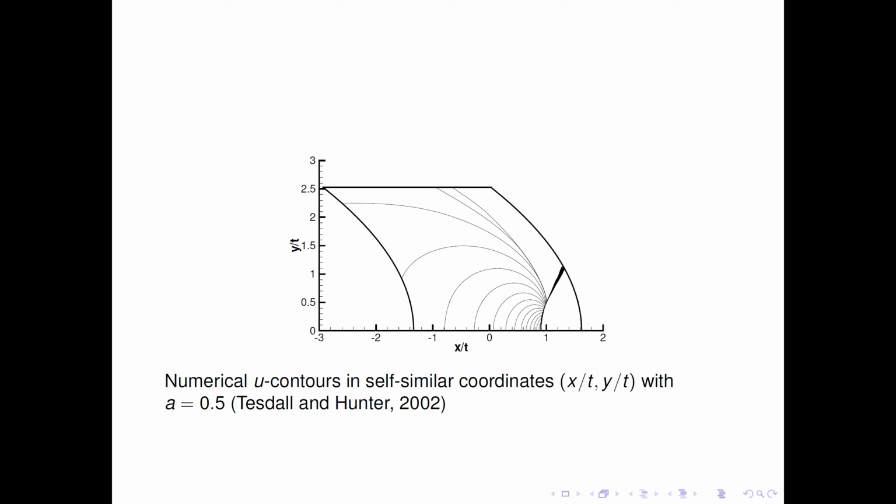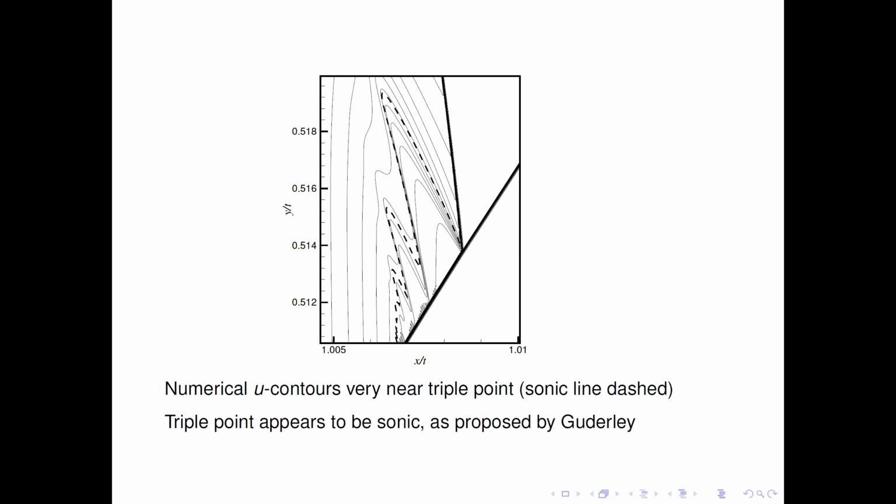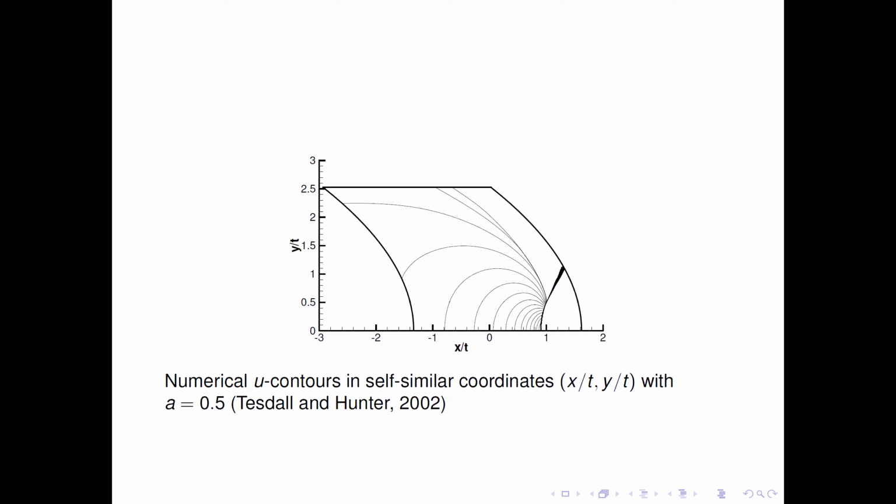And let me show you a close-up that Alan Tesdell, my former PhD student, did in these numerics, what's going on near the triple point. Okay, so first thing I want you to notice is what x over t is. It's going from 1.005 to 1.01. So this width in x over t is basically 0.005 wide. So it's an incredibly small region. If you go back here, it's basically a 0.005 width around this triple point.